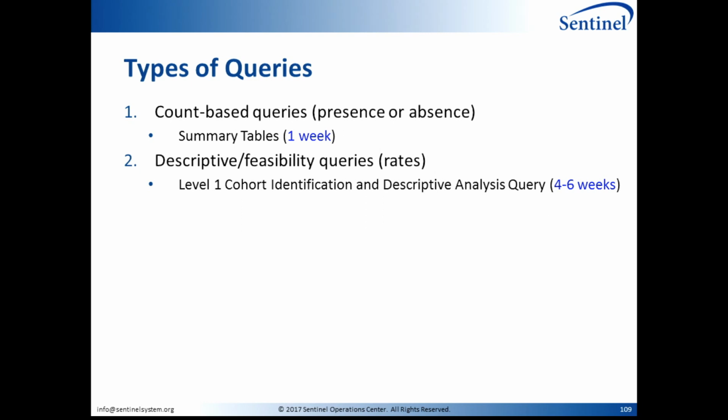Now we actually want to do some more cohort identification. We want to look at these patients. We want to describe them in a certain way. We want to narrow them down by certain criteria so that we can follow them for a particular period of time. And what we call this, or we think of this as our descriptive or our feasibility characteristics.